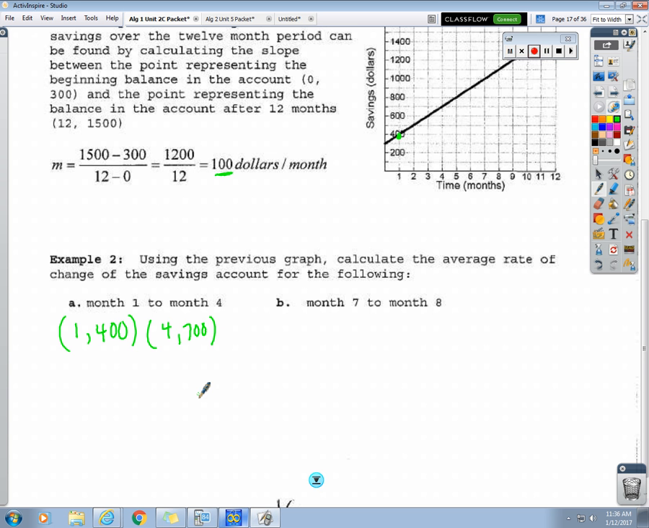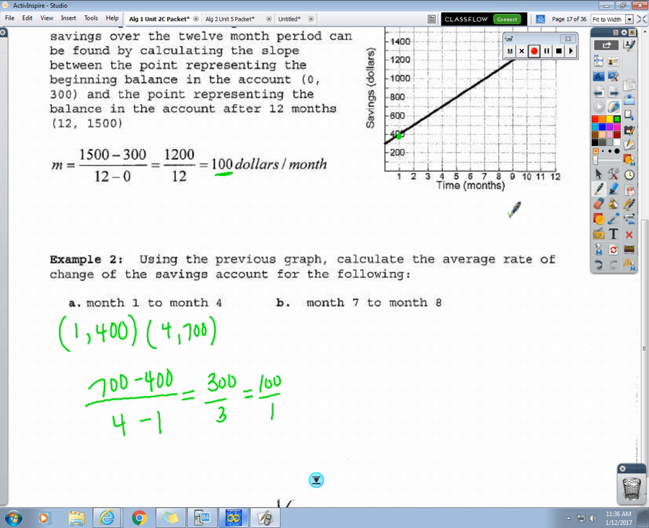Okay, so when we calculate the slope of those 2 points, it'll be 700 minus 400, that's your y2 minus your y1, over 4 minus 1 for your x2 minus your x1, and that becomes what over what? 300 over 3, which reduces to 100 over 1. Isn't that $100 per month? Okay, now let's do month 7 and month 8.